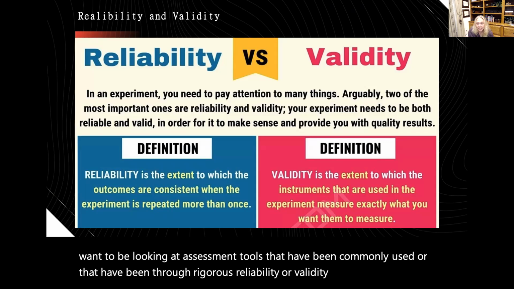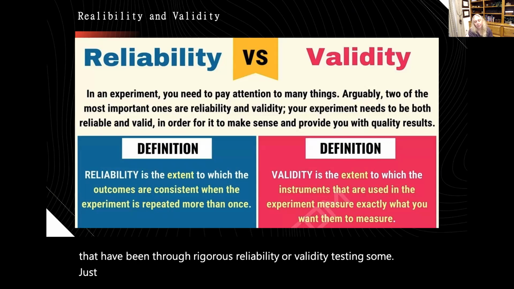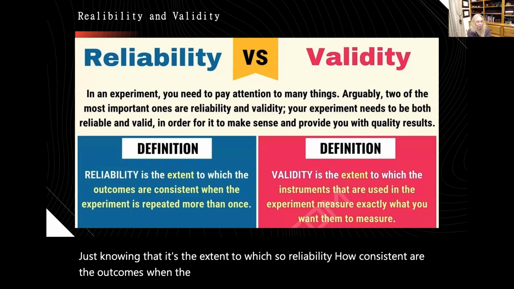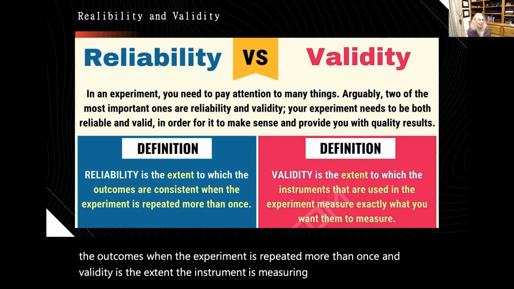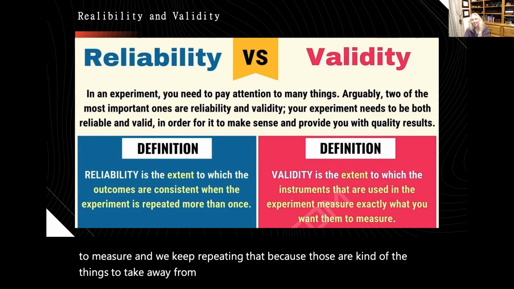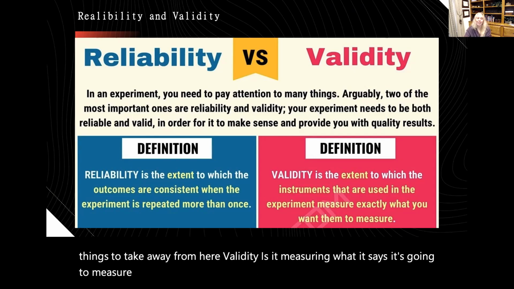So just knowing that reliability is how consistent the outcomes are when the experiment is repeated more than once, and validity is the extent to which the instrument is measuring exactly what we want it to measure. And keep repeating that, so those are the things to take away from here. Validity: is it measuring what it says it's going to measure? Reliability: is it measuring what it says it's going to measure more than once, repeatedly?